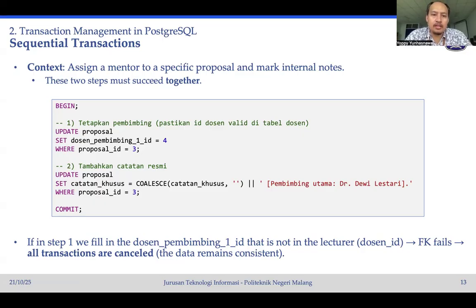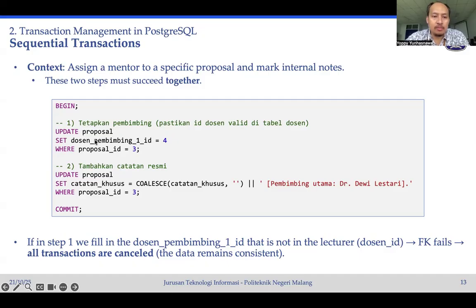These two steps must succeed together. For example, this is the first operation, the first update statement, and then this is the second update statement. So this is one example of sequential operations. Those operations must be done correctly: first number one, and then number two, and all of them must succeed. If one of them fails, then the entire operation must be cancelled, and the data must be reset to the original state. So this one is updating the supervisor, or the pembimbing.